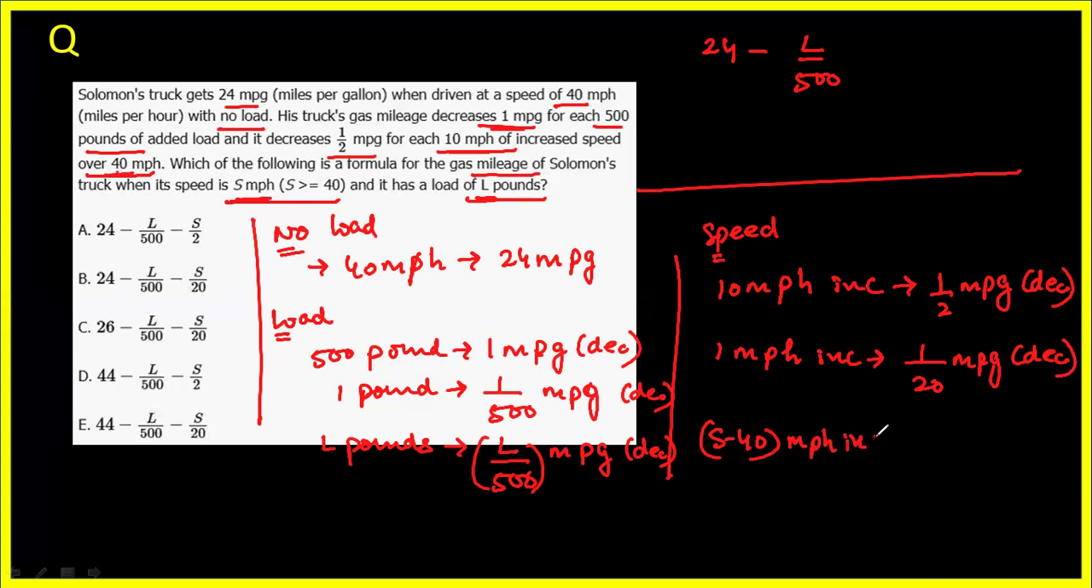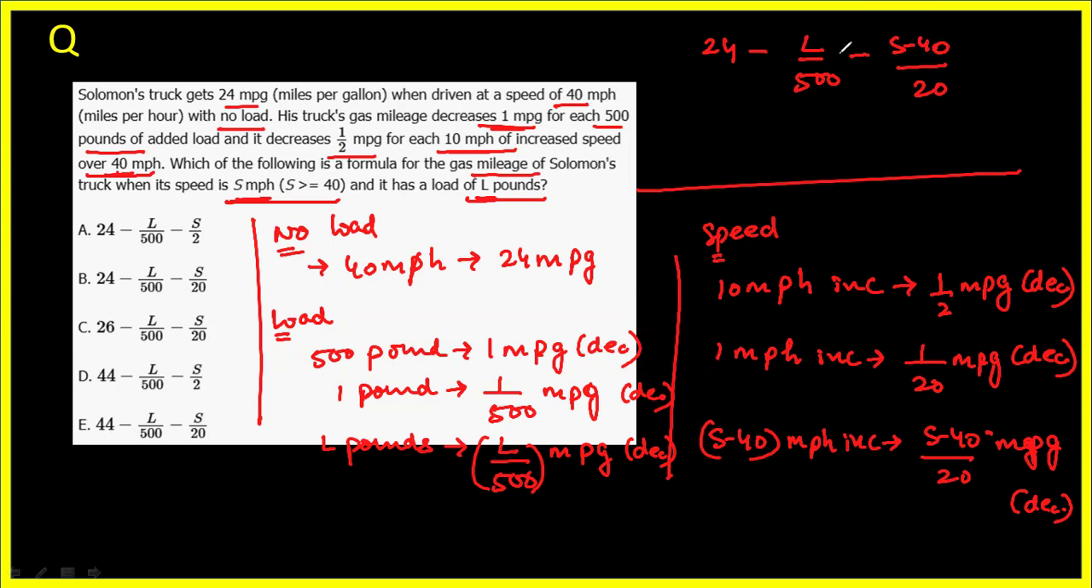So an increase of S minus 40 miles per hour in the speed leads to how much decrease in the mileage? That is (S minus 40)/20 miles per gallon. So due to the speed, the mileage gets decreased by (S minus 40)/20. The original was 24. Due to the load, the mileage decreases by L by 500. Due to speed, the mileage decreases by (S minus 40) over 20. That is the effective mileage, or the new mileage formula, which was required in the question.